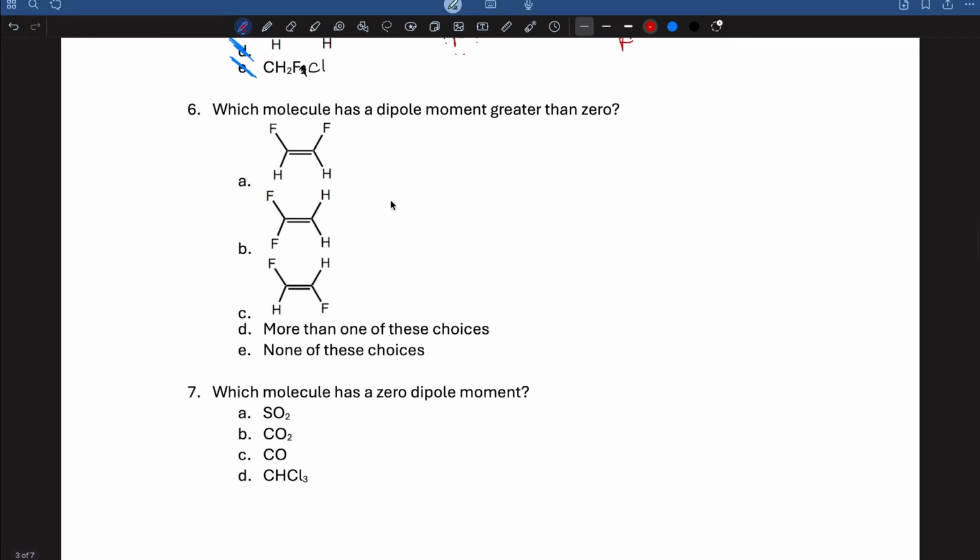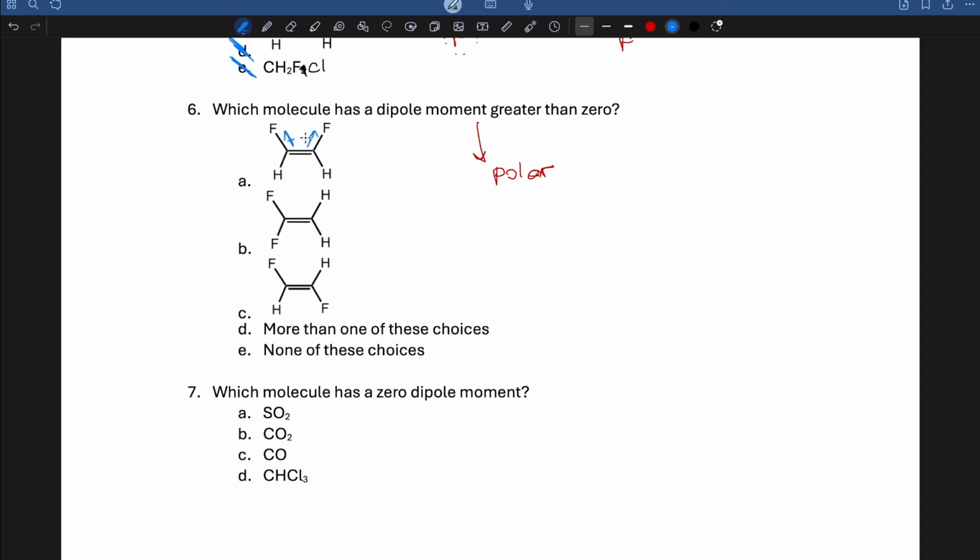The next problem: which molecule has a dipole moment greater than 0? Well, all we're looking for in this problem is a molecule that is polar, right? We don't have to calculate any dipole moment. We're not really focusing on that in this course. We're just focusing on the fact that if it's greater than 0, the molecule must be overall polar. And so let's define every single one of our bonds in the answer choices and figure out which one of them is going to be overall polar.